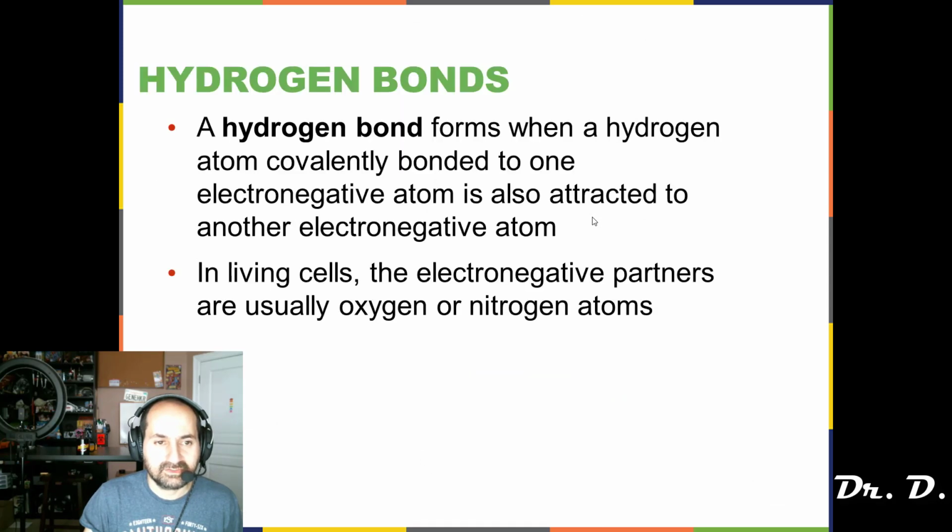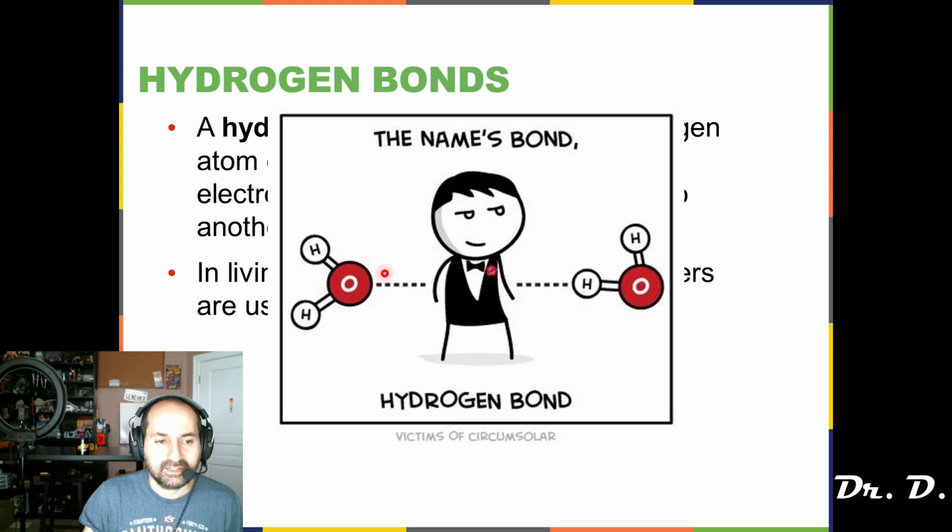So let's go back to this. A hydrogen bond forms when, oh, by the way, it doesn't have to be hydrogen. I don't know why they wrote this here. When a hydrogen atom covalently bonded to one electronegative atom is also attracted to another electronegative atom. I actually don't really like this definition. The definition you should really go with is a hydrogen bond forms when a partial charge is attracted to another, either partial charge or full charge.